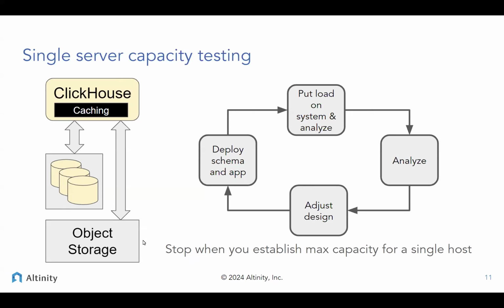Put that load on, run the test, analyze the results, and say, okay, where were the bottlenecks? Where did I run out of capacity? And fix those. As it says here, adjust the design, and then do it again. You just keep looping through this as fast as you can until you have done all the optimizations you obviously can. At that point, you have an established capacity for a single ClickHouse host.